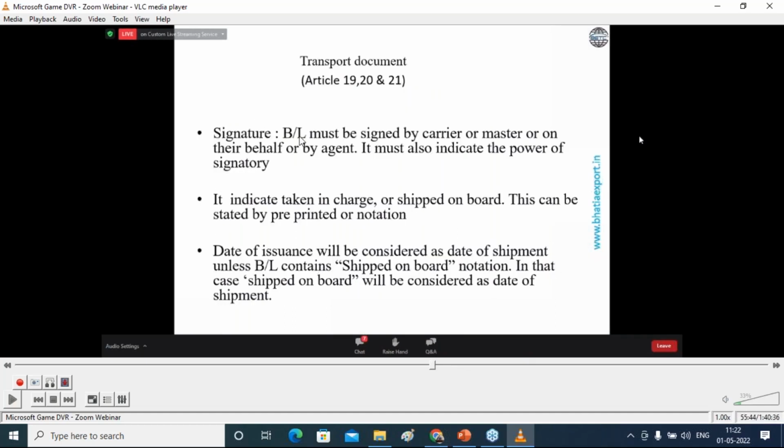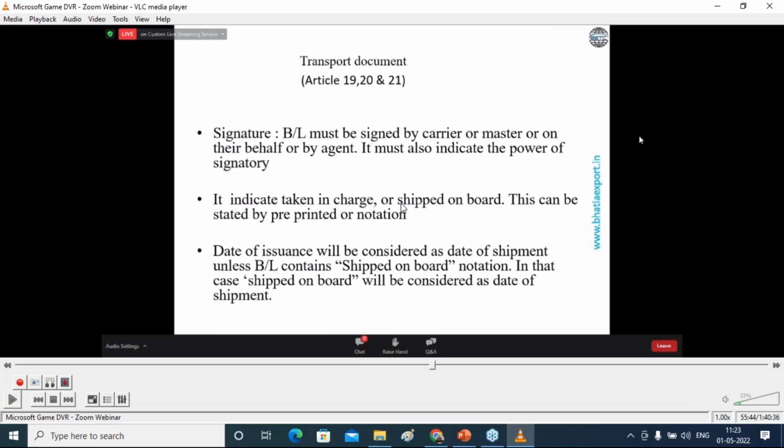Then signature: the BL must be signed by the carrier or the master or on their behalf by an agent. It must also indicate the capacity of the signatory. It indicates taken in charge or shipped on board. This can be stated by pre-printed text or notation. That means the BL must be signed.